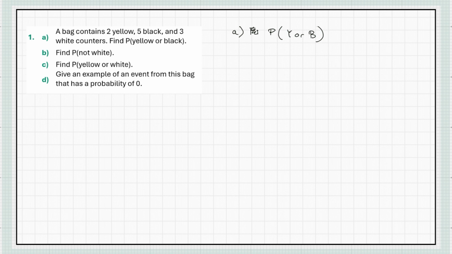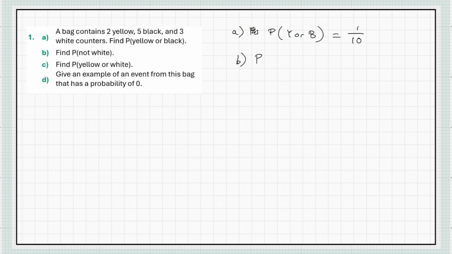Now, this can be considered an inclusive OR. An inclusive OR means that I am happy with a favorable outcome if it is either yellow or black. It can be either, so both of those will be favorable outcomes. Because we have 5 black and 2 yellow, that means that there are 7 favorable outcomes out of a total of 2 plus 5 plus 3, which is 10 total outcomes. When it says this or that, it's happy with either event.